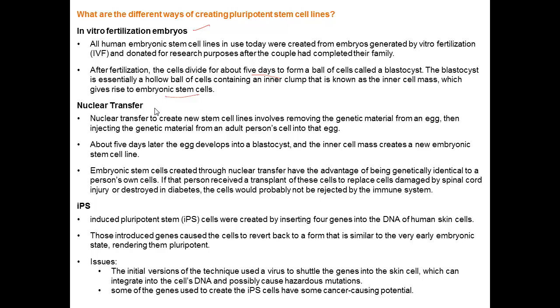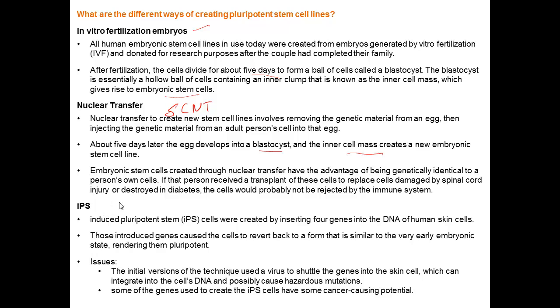A second method is called somatic cell nuclear transfer, sometimes abbreviated SCNT, and this is a term that has been used instead of cloning, but it is similar to the method that was used to clone, for instance, Dolly the sheep. So somatic cell nuclear transfer involves the removal of a nucleus from an egg and then the placement of another nucleus that has a diploid genome into that egg. Then the egg can be stimulated to divide just like a fertilized egg, and after 5 days you'll create again a blastocyst and an inner cell mass.